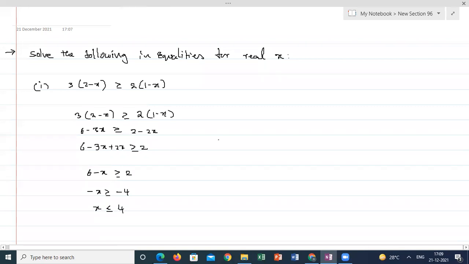The meaning of x less than or equal to 4, you can write it. The solution set is what? Anyone? What is the solution set for this expression? Students, please respond.